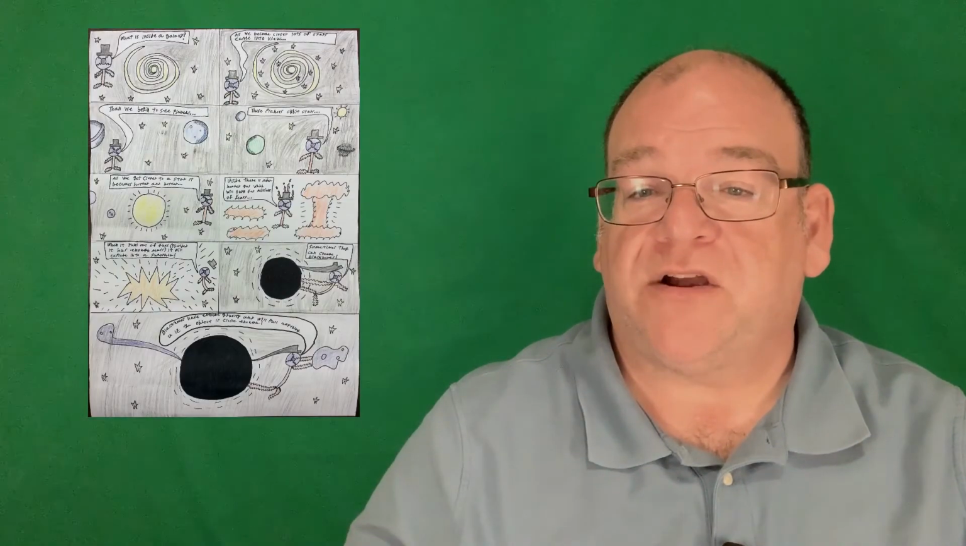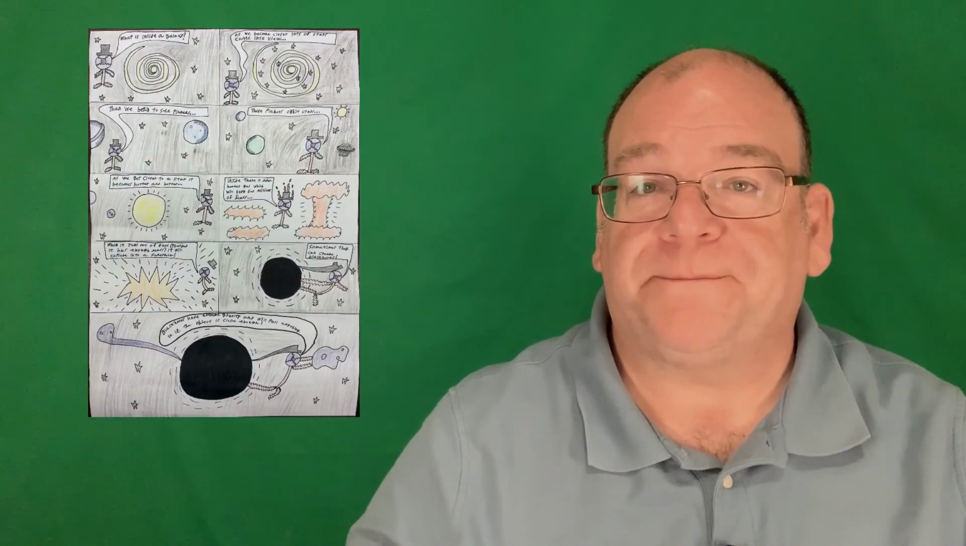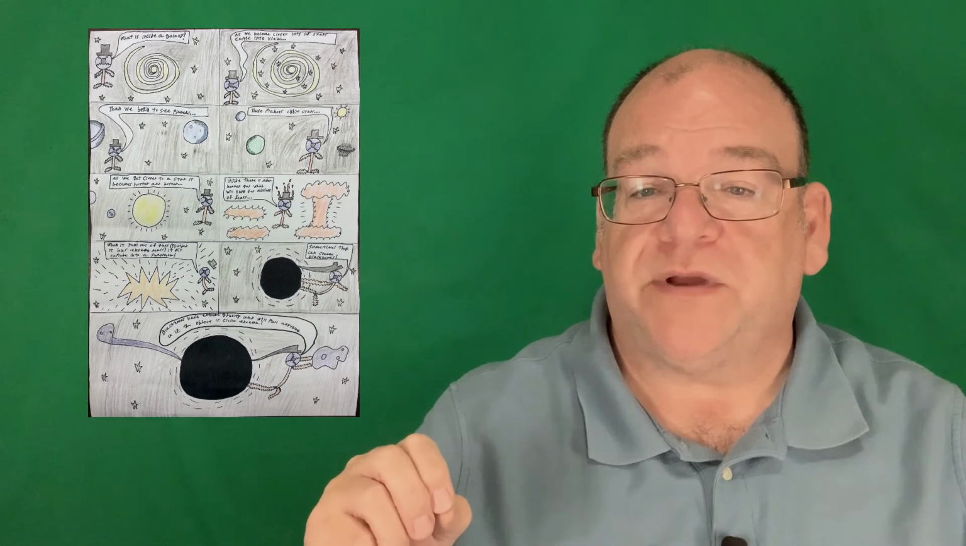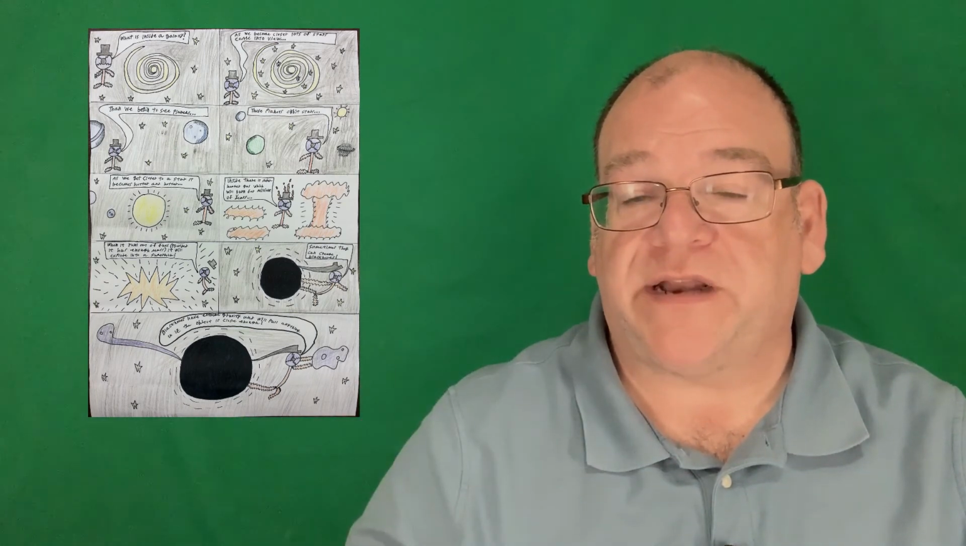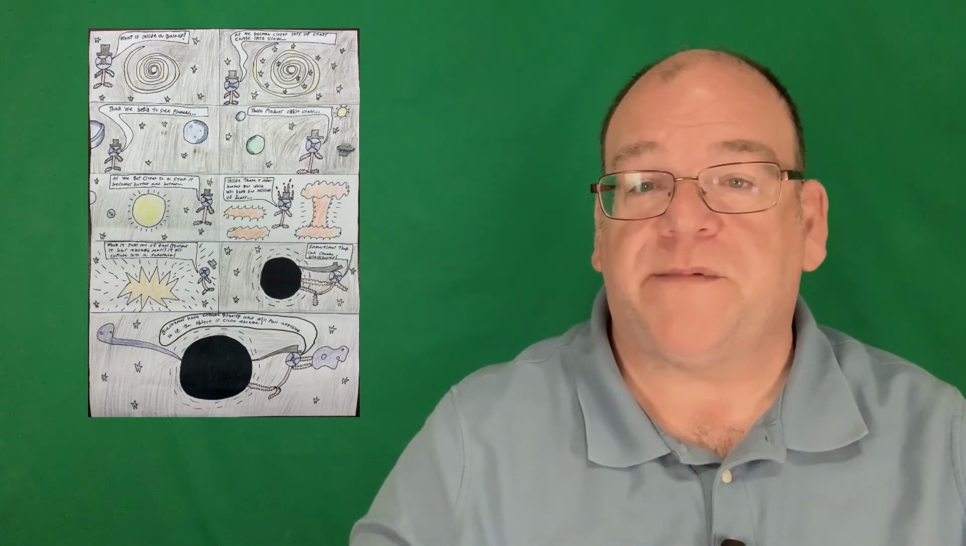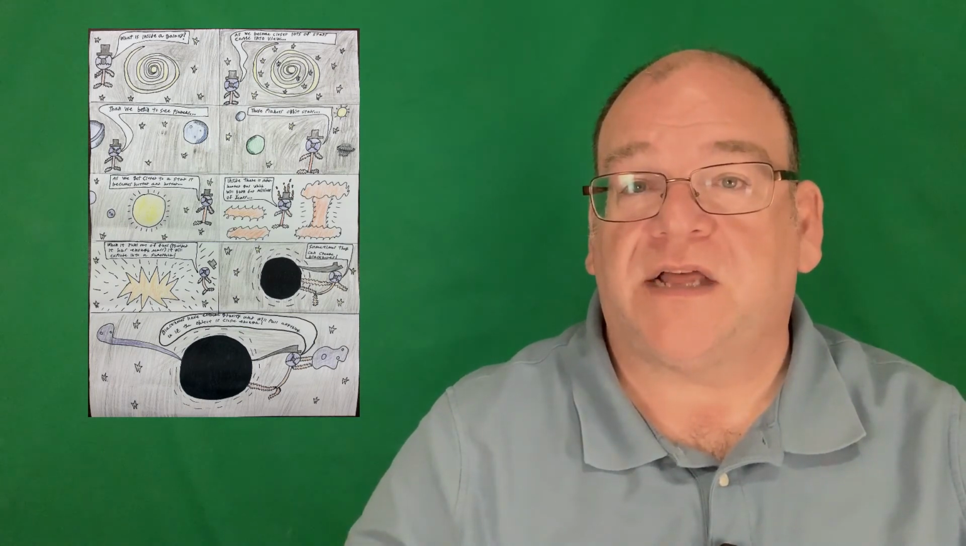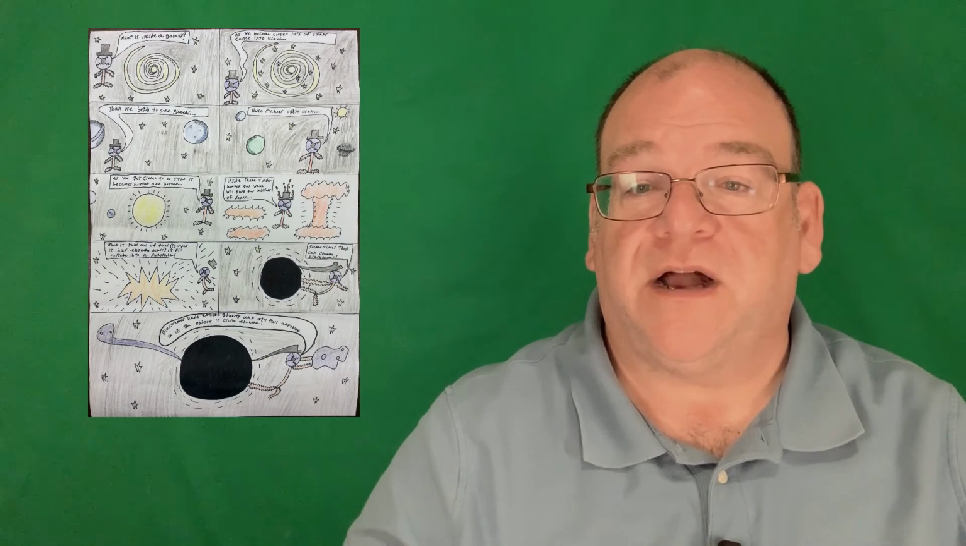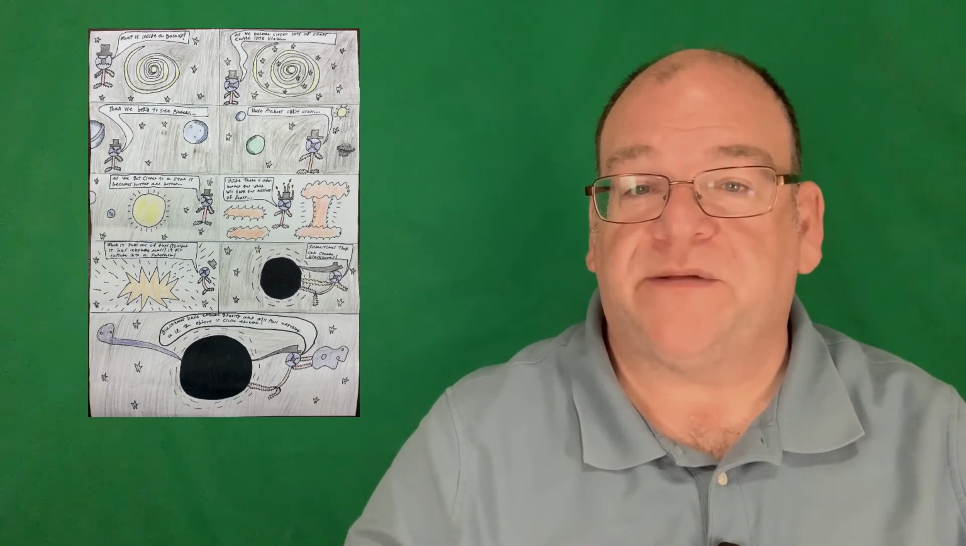This last one is a character leading us through a comic strip. So we have the character here, and this one is describing how the universe is born, but you can have a character describing some earth science concept that you want your students to learn, and then they can go ahead and illustrate it, and it becomes a little bit more real for them.